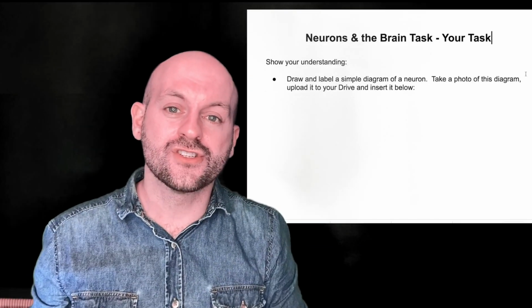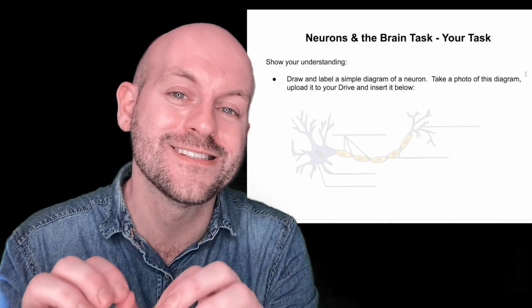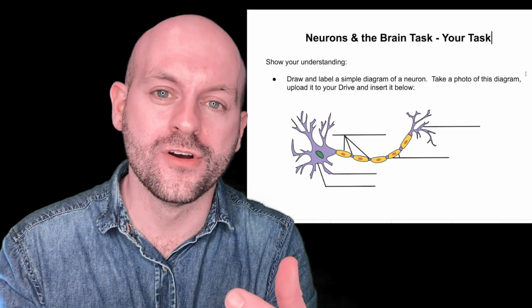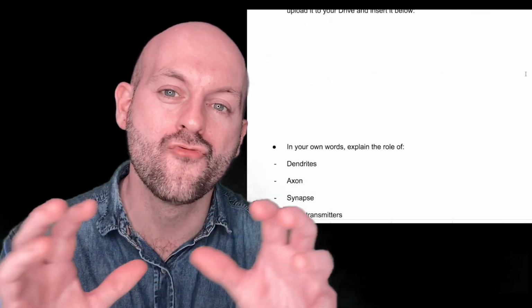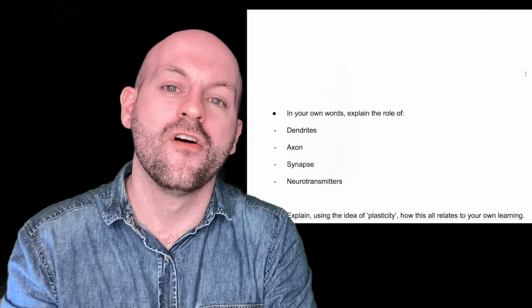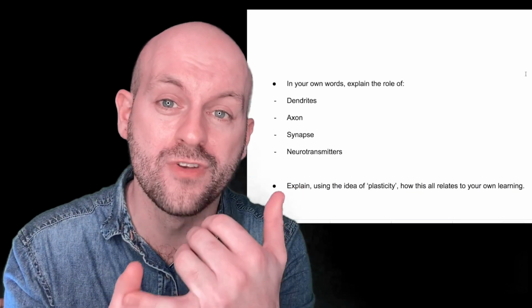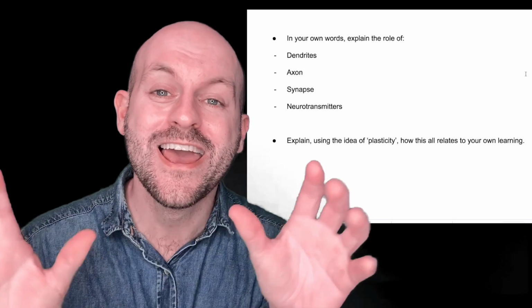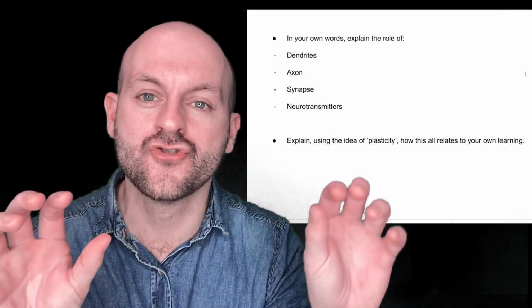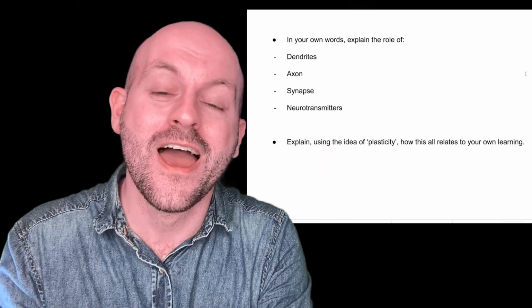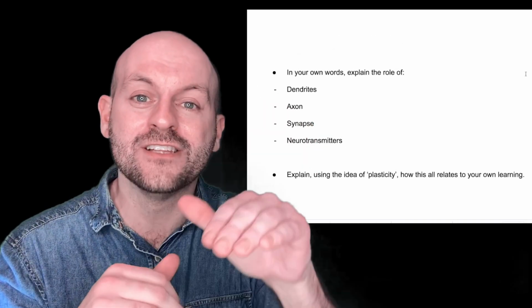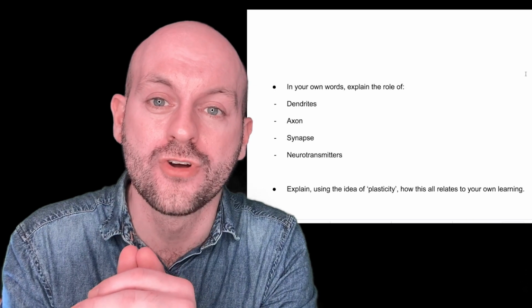For this task, you're going to draw and label a simple diagram of a neuron. You will then, in your own words, need to explain about the roles of different parts of a neuron. As said before, the dendrites, axon, synapse, and neurotransmitters. Incidentally, you should hand draw and label your diagram and take a photograph of it to upload to your Google Drive and then insert into the Google Doc.